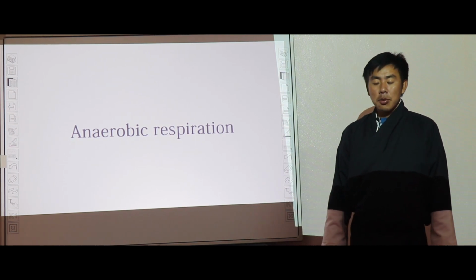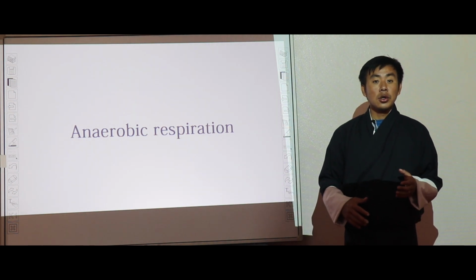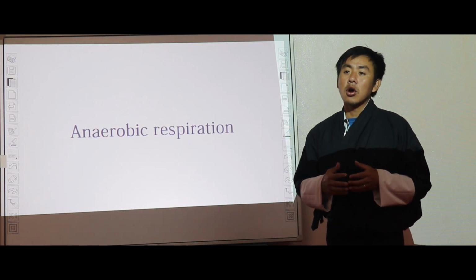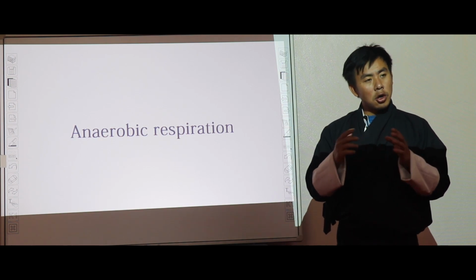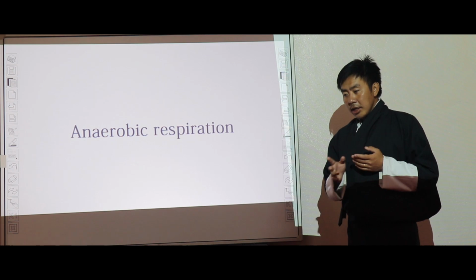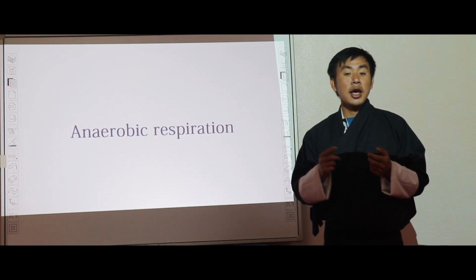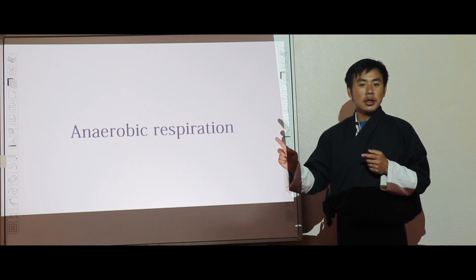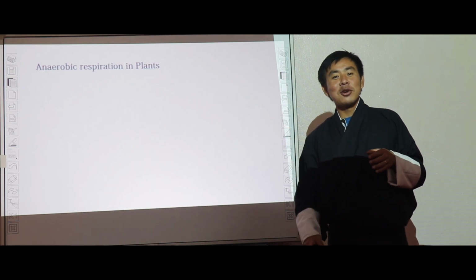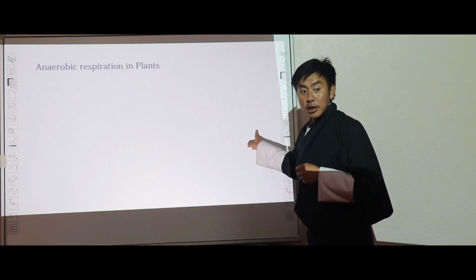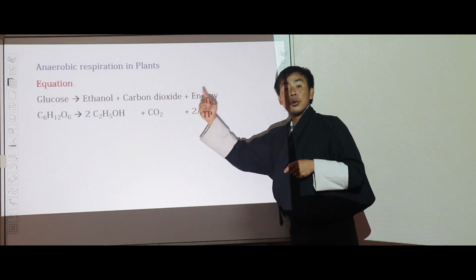Now we'll learn about anaerobic respiration. Anaerobic respiration means the respiration that occurs in the absence of oxygen. But remember, anaerobic respiration occurs for a short period of time only. I said that aerobic respiration is the same for both plants and animals, whereas anaerobic respiration is different for plants and for animals. Let's see how. Now let's talk about anaerobic respiration in plants. The general equation is that glucose in the absence of oxygen produces ethanol, carbon dioxide and energy.